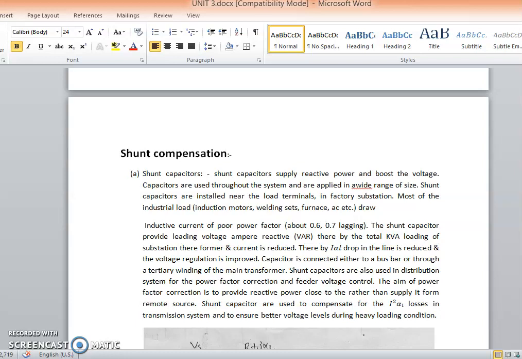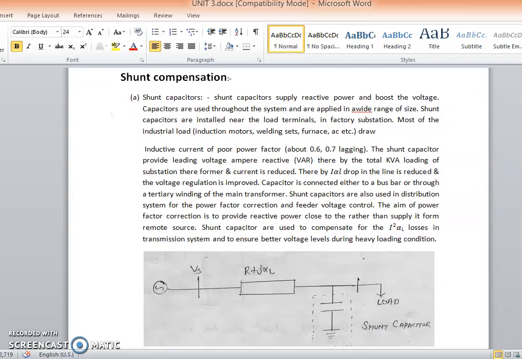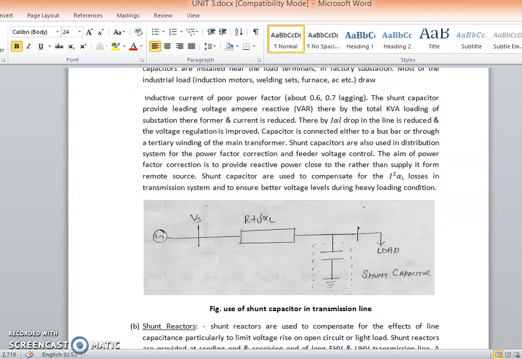Now we come again to the shunt capacitor. Shunt capacitors supply reactive power and boost the voltage. Capacitors are used throughout the system and applied in a wide range of sizes. Shunt capacitors are installed near the load terminals in factory substations. Most industrial loads like induction motors, welding sets, furnaces, etc. draw inductive current of poor power factor. Normally we take 0.6 to 0.67.